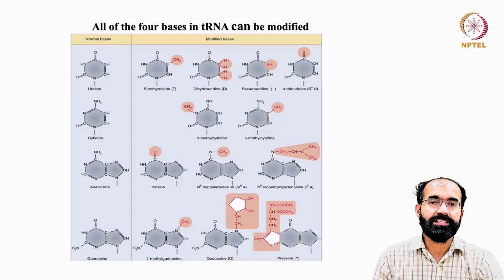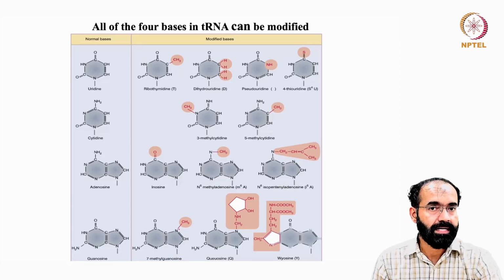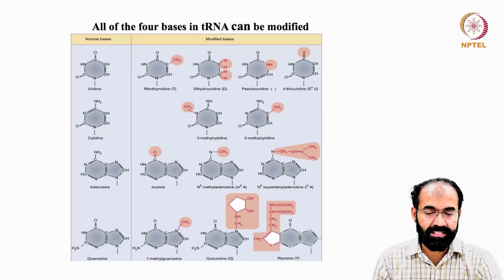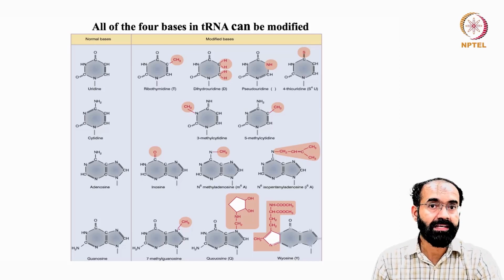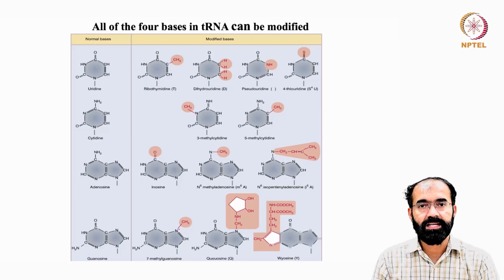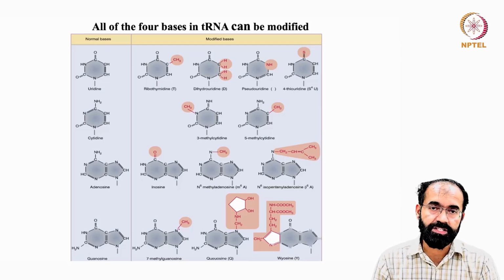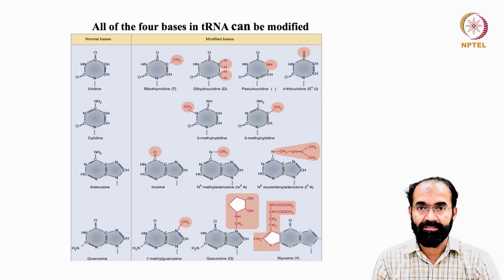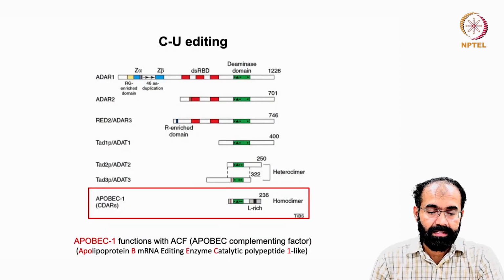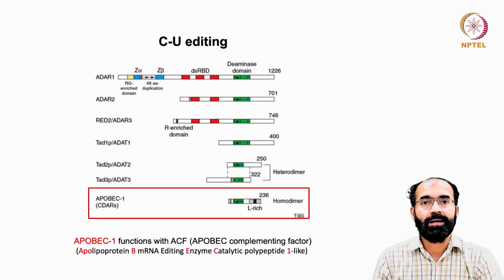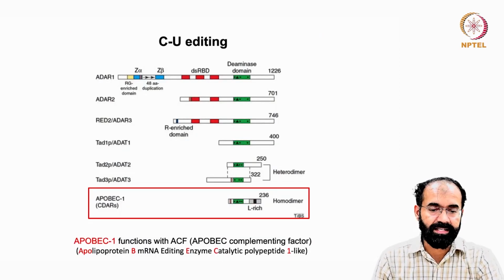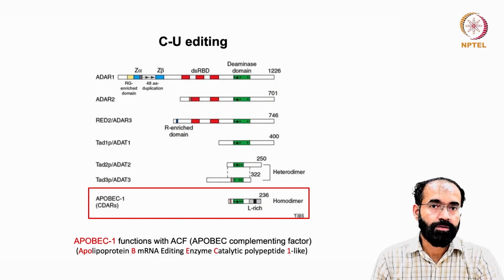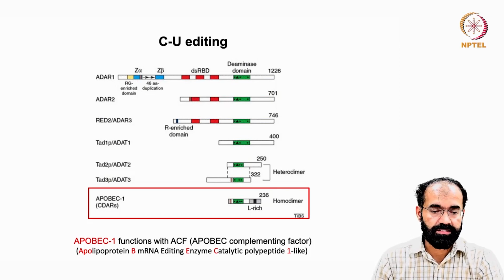Such modifications are not done randomly, they are done at specific bases and with a purpose. So we should understand that each and every change occurring in individual bases has one purpose or the other. And let us see some examples of CU editing, that is cytidine or cytosine to uridine, CU editing.